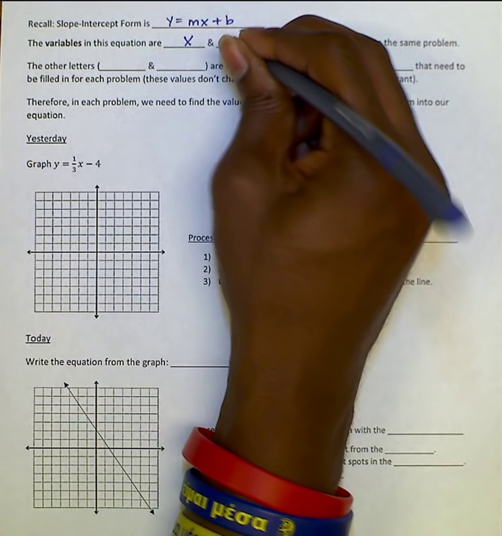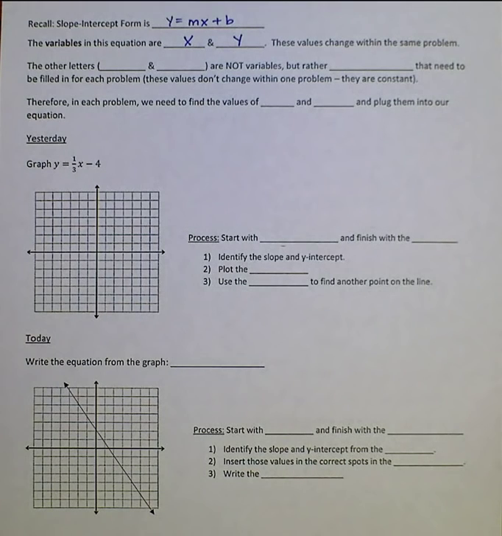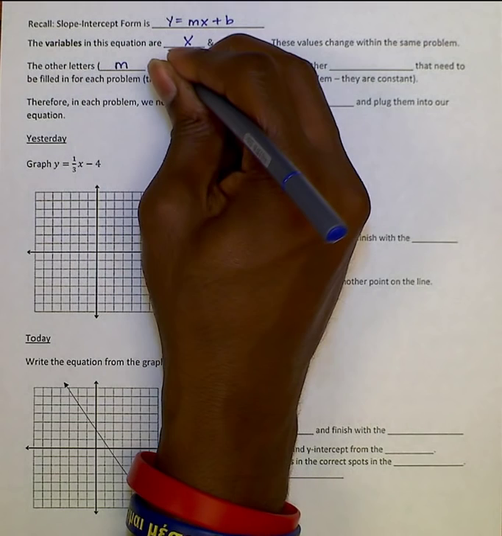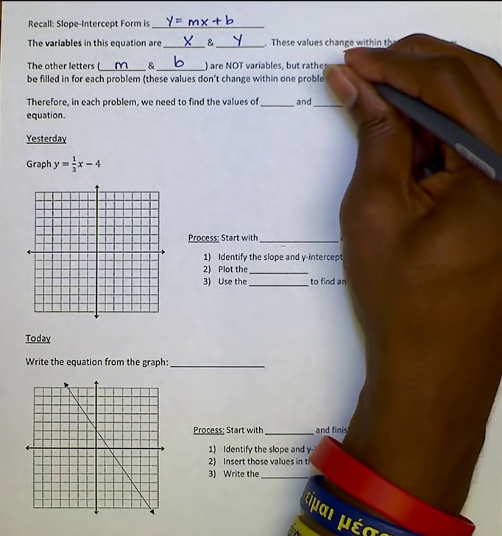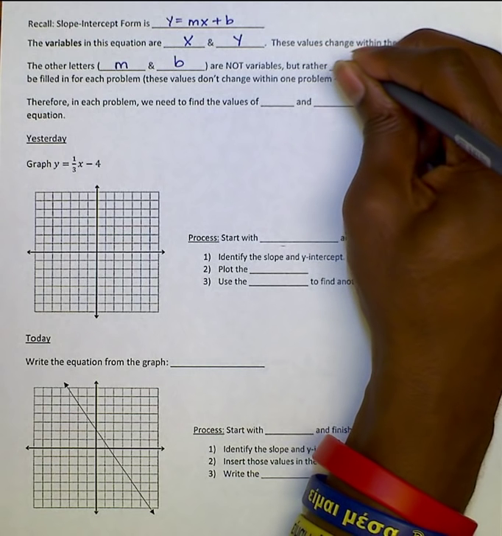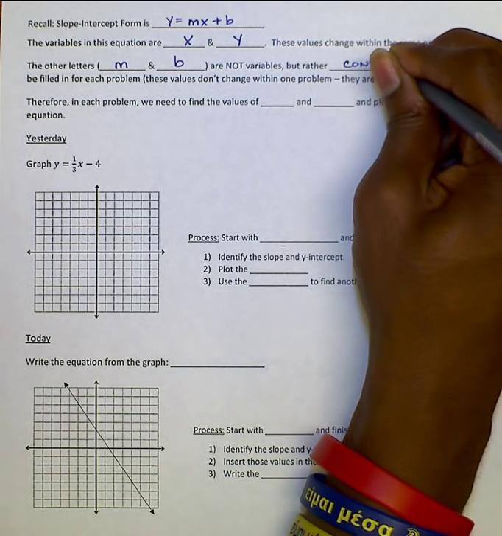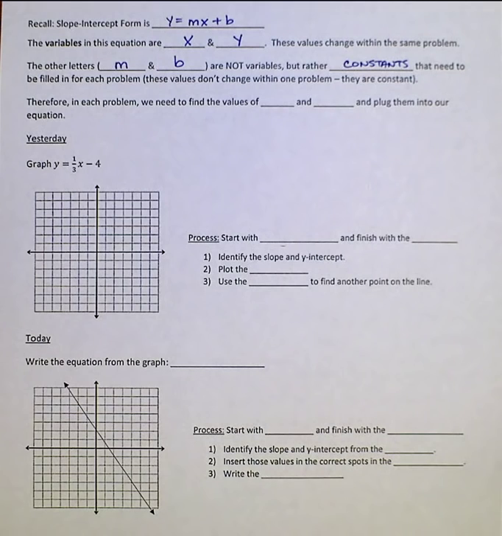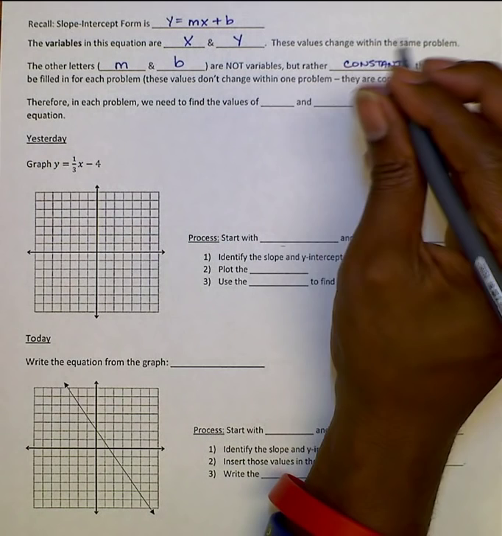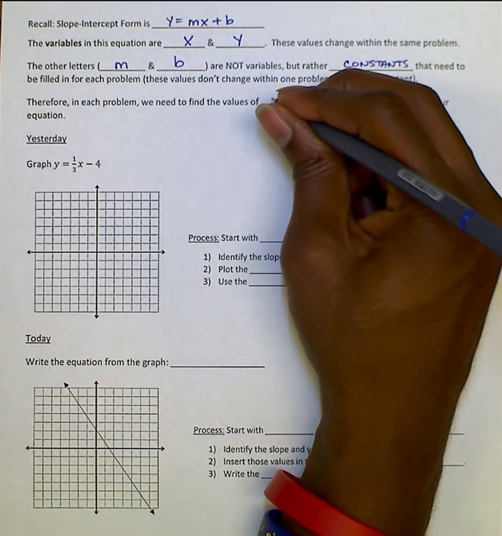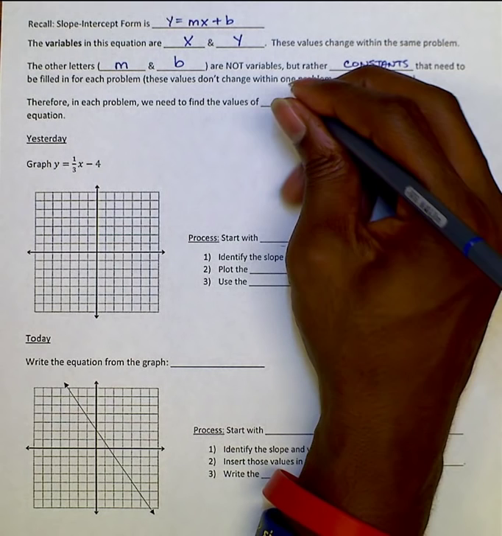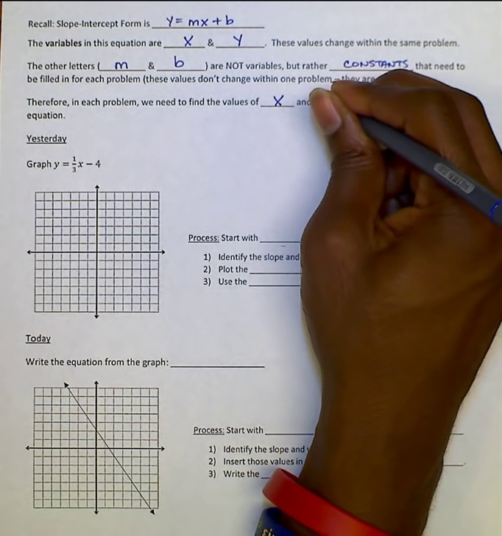These values change within the same problem. The other letters, m and b, are not variables, but rather constants that need to be filled in for each problem. These values don't change within one problem, they're constant. So therefore, in each problem, we need to find the values of m and b and plug them into our equation.